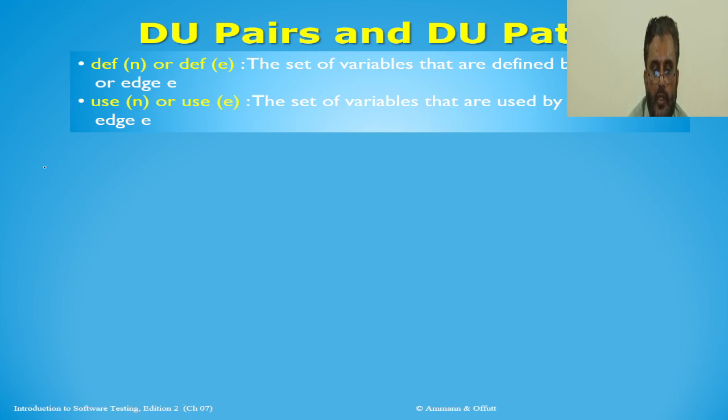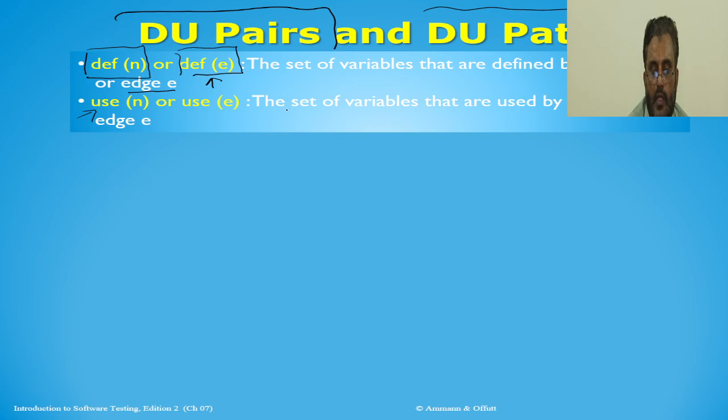So we have some other definitions. First one is of a du-pair, and then of a du-path. For this we need to think about what is meant by def of n or def of e. The set of variables that are defined by node n can be notated with def(n), and if there are some variables that are defined on an edge e, those can be notated with def(e). And likewise you can say use of n or use of e.